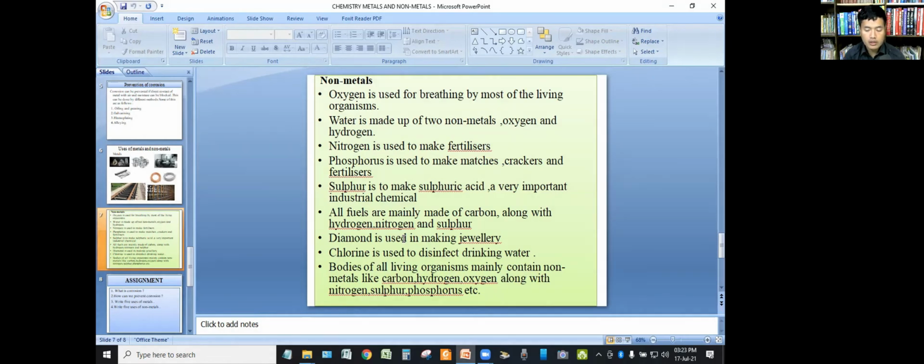They are all made from carbon along with hydrogen, nitrogen, and sulfur. Next, diamond is used in making jewelry. You know that diamond is very precious, and it is one of the most expensive things. And it is also used for making high-tech machinery to cut things which are very hard. Chlorine is used to disinfect drinking water. So chlorine, we can use this to disinfect drinking water.